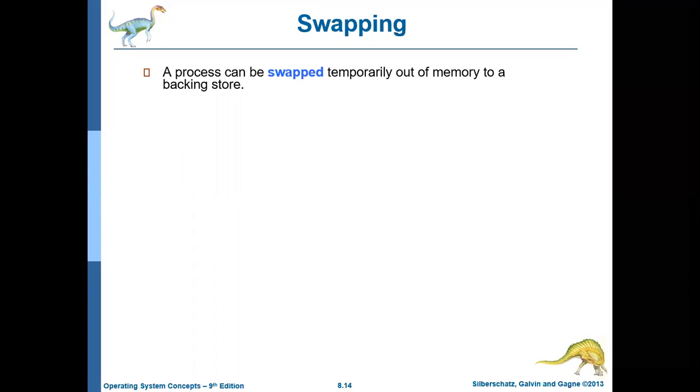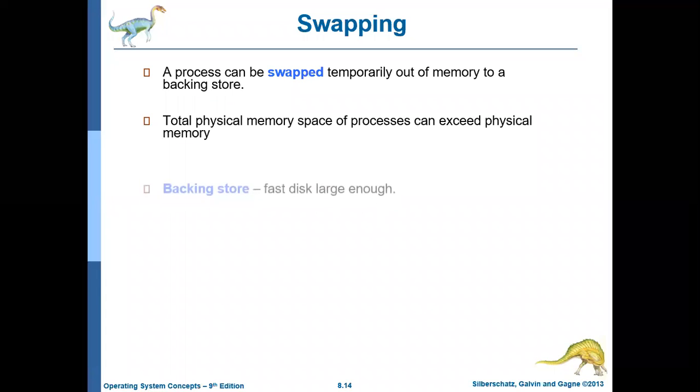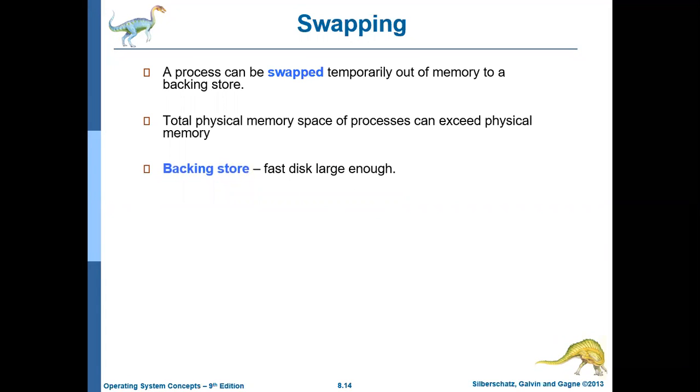So the topic we'll be discussing in this lecture is swapping. A process should be in the memory while it is executing, but sometimes a process can be moved out of memory temporarily. A process can be swapped out of memory temporarily to a backing store. That process is called swapping. The backing store can be a fast large disk which can store almost all the contents of main memory.